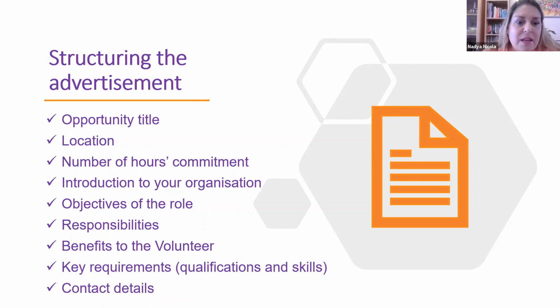Again, the benefits to the volunteer and the introduction to your organization need to be so carefully thought about in terms of what your audience would like to hear. If you are trying to attract somebody who's an animal lover, you need to talk about your organization in terms of what they do for animals, even if it just means that staff are allowed to bring their dogs into work. Whatever it is, you need to write the right thing to attract the right person for you.